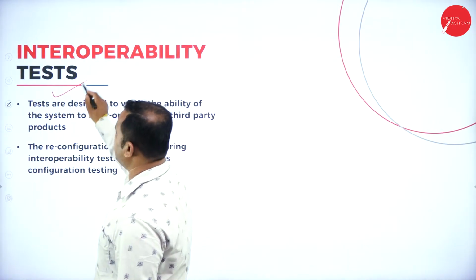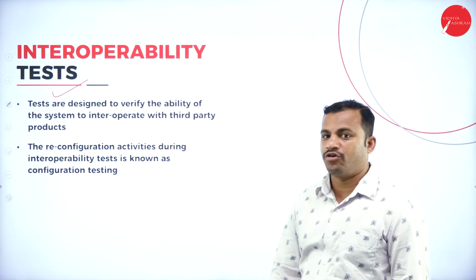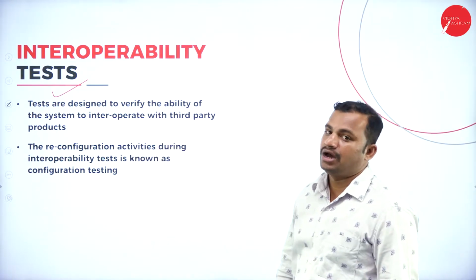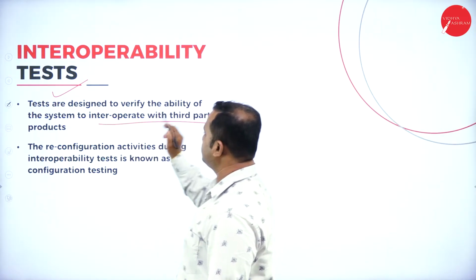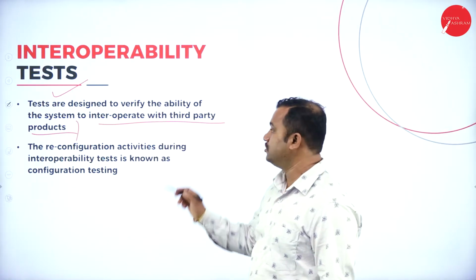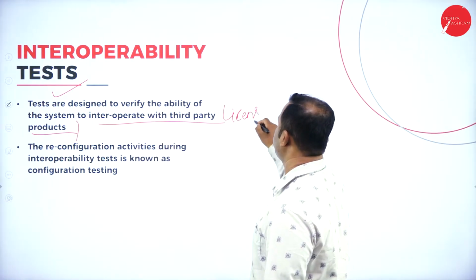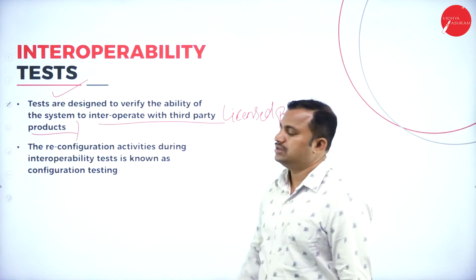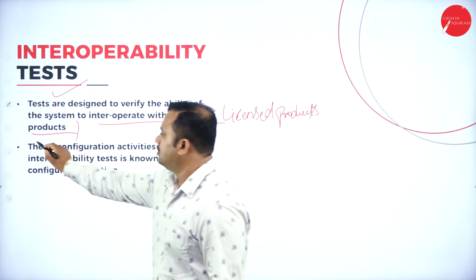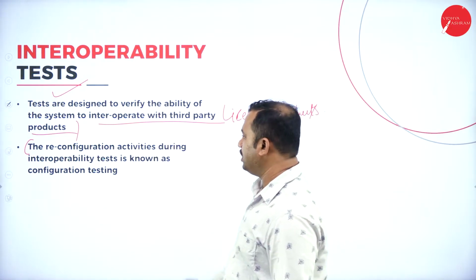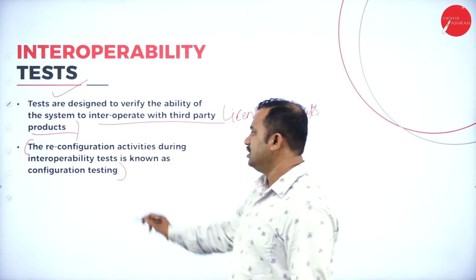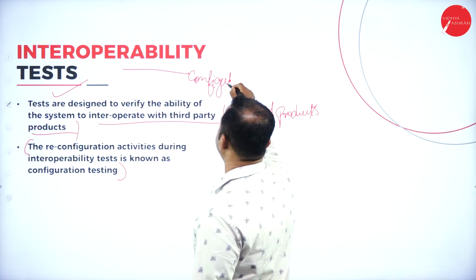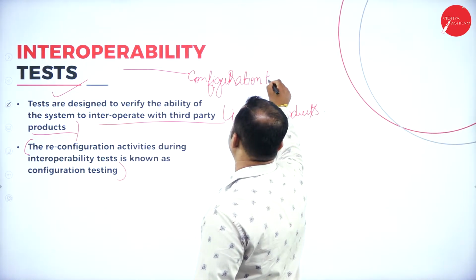Then the interoperability test. What about the interoperability test? As I have already told you, if the program works in the Windows environment, it must also have the capability to work in other environments. It must operate with third-party products as well, which includes licensed products. That is called the interoperability operations. The reconfiguration activities during the interoperability tests are known as configuration testing. The other name for the interoperability test is also configuration testing.